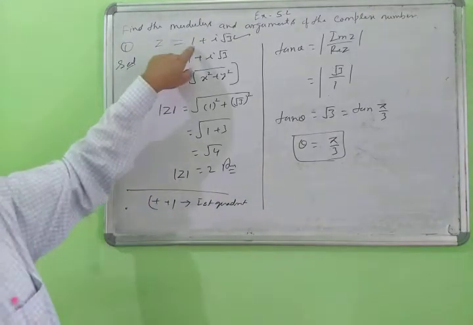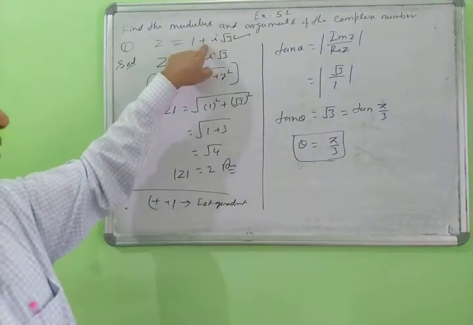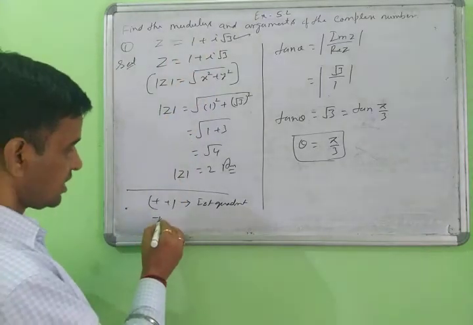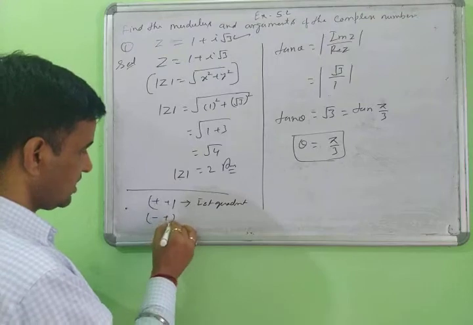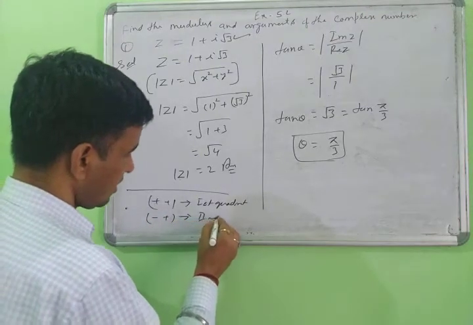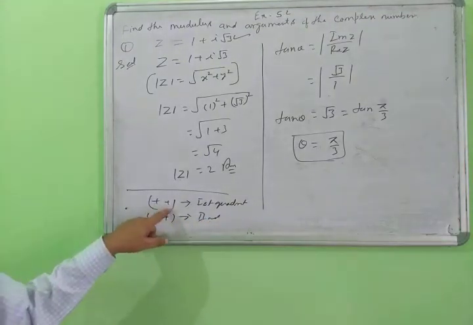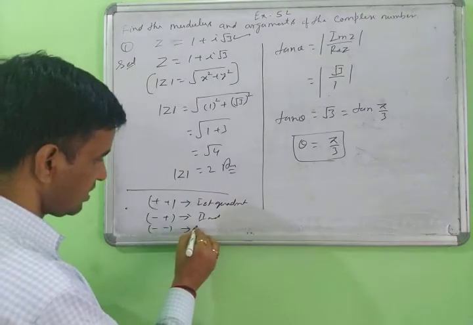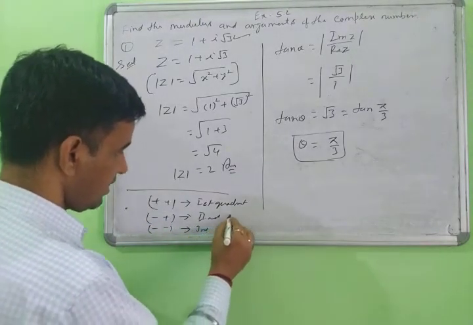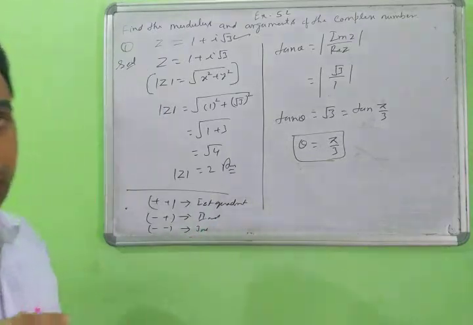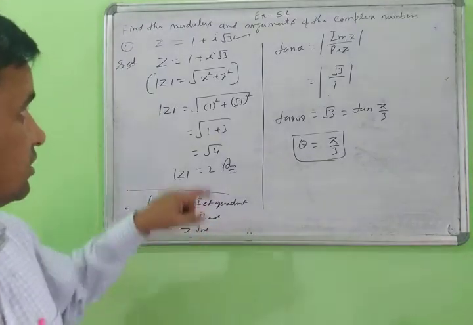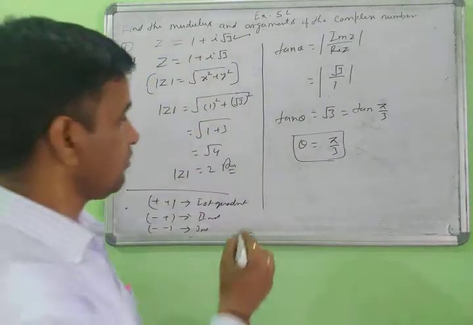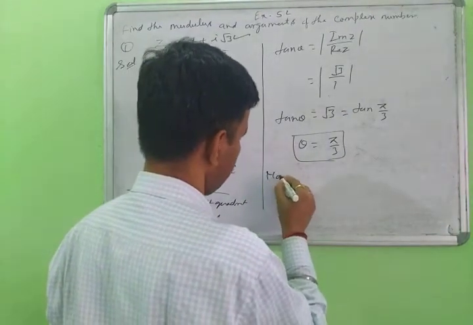Plus means real part positive and imaginary part both positive. This means plus plus means first quadrant, minus plus means second quadrant. In this way, plus plus is first quadrant, minus plus is second quadrant, minus minus is third quadrant, and similarly plus minus is fourth quadrant. So look at the given points here.